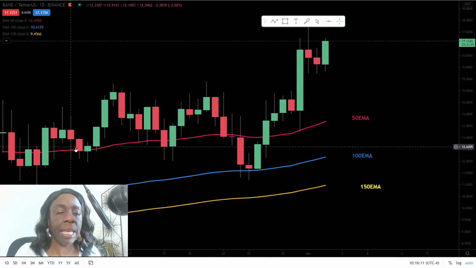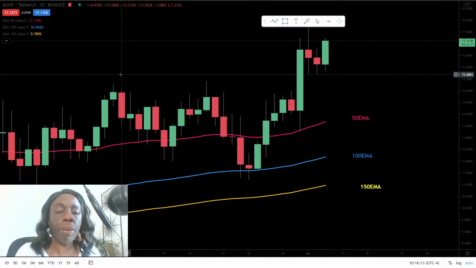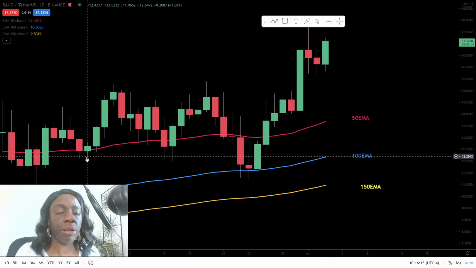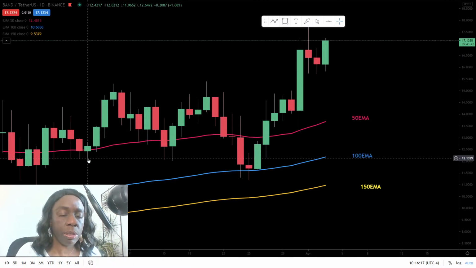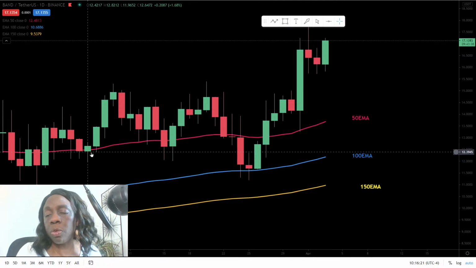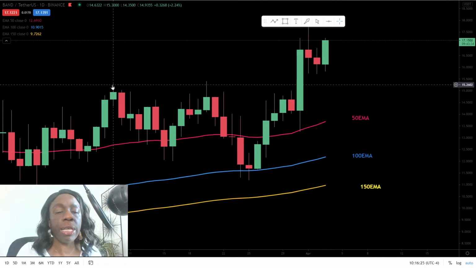So in this case, the previous big move was the 6th of March, and it moved from $12.39 over 3 days to $15. So it moved up about $3 over 3 days. That's a good size move to make a decent profit.